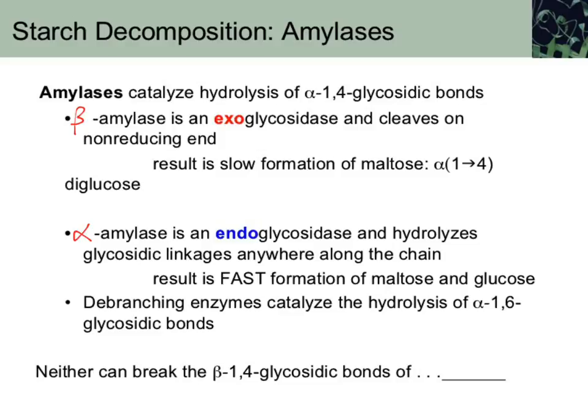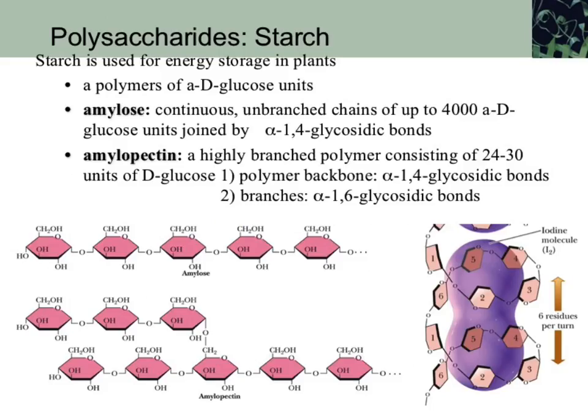Both of those are going to end up cleaving at our 1,4. Okay? So we need another enzyme to cleave the 1,6. That's going to be your debranching enzymes. Okay? Debranching because, well, what happened with our structure? We've got a chain that then branches to another chain. Okay? So we need a special enzyme to cleave that branch.